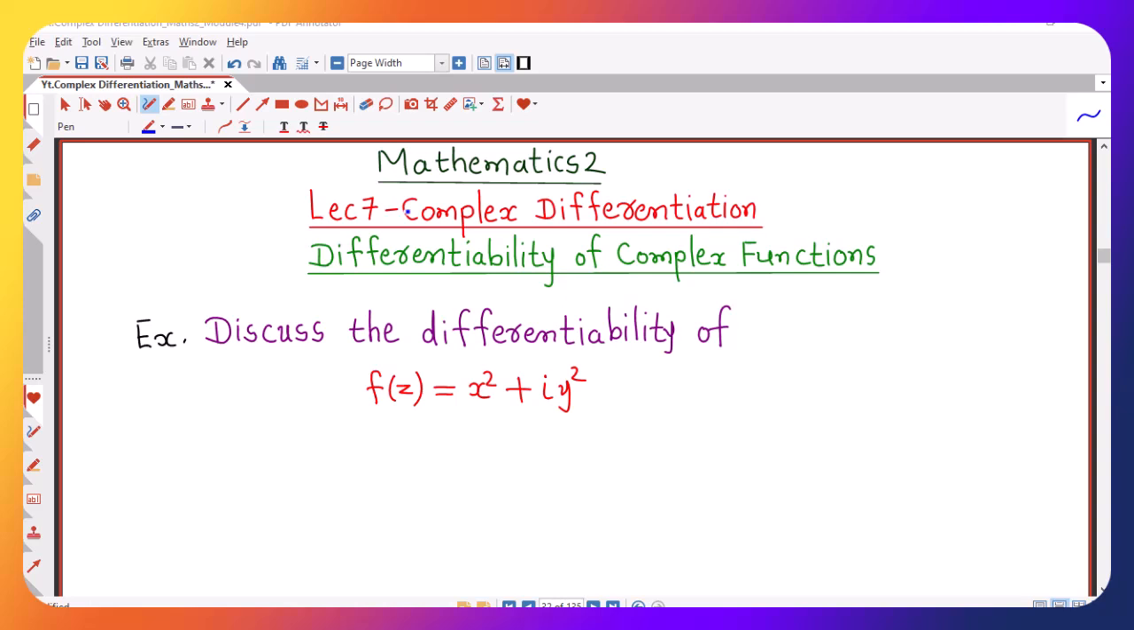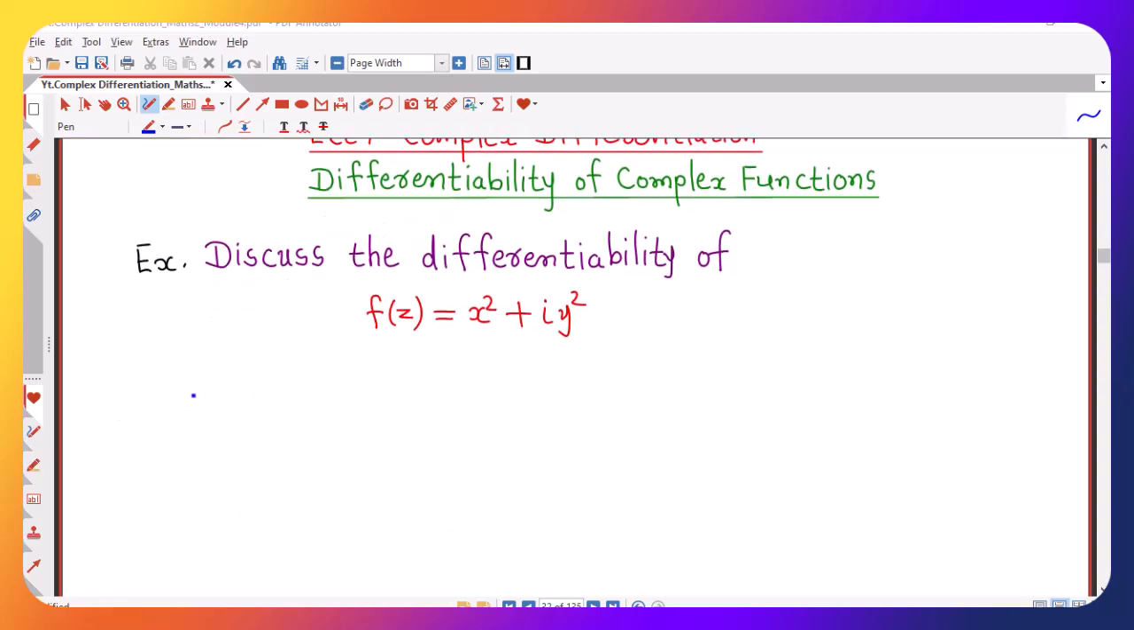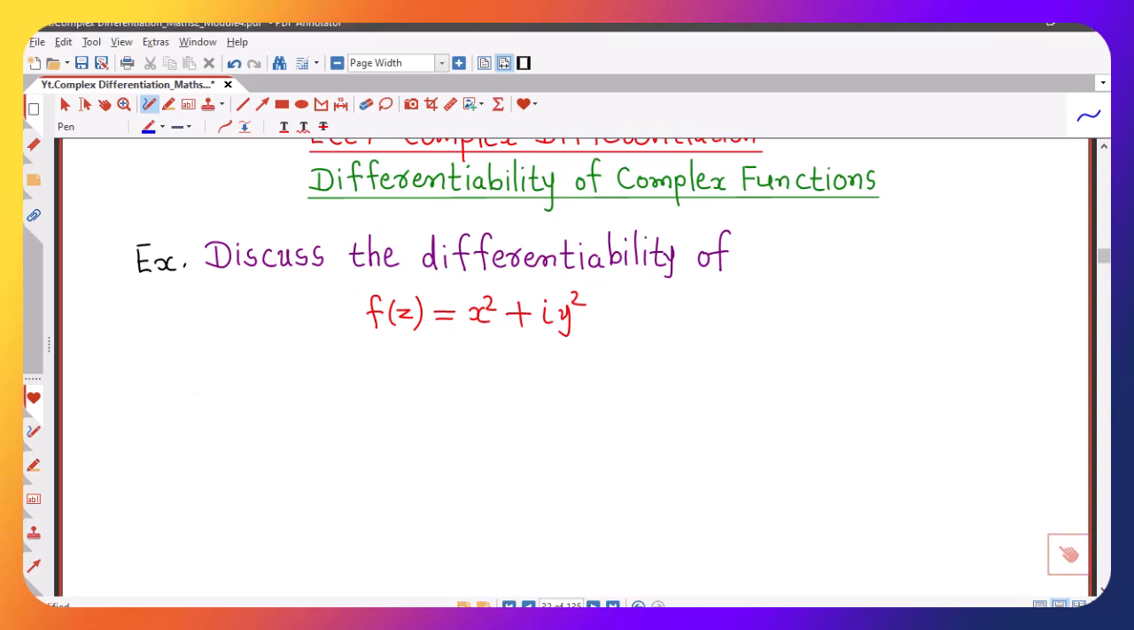From the last several lectures, we are discussing different types of problems on determining the differentiability of a complex function. And you might have noticed that in every problem we have different curves in which Cauchy-Riemann equations are satisfied. In this lecture also we are going to discuss two more problems on determining the points at which a given function is differentiable.